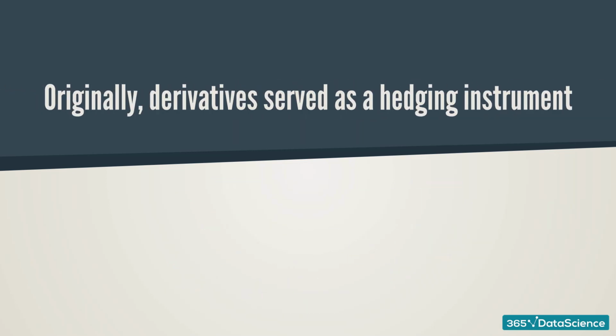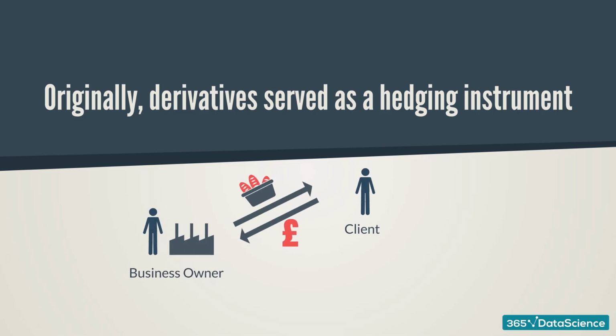Originally, derivatives served as a hedging instrument. Companies interested in buying these contracts were mostly concerned about protecting their investment. So, if a business owner sold some of his goods in pounds and received payments in 3 months' time, he would be more than willing to buy a derivative contract that allowed him to exchange pounds in 3 months for dollars today, locking the revenues he would receive from the sale today.